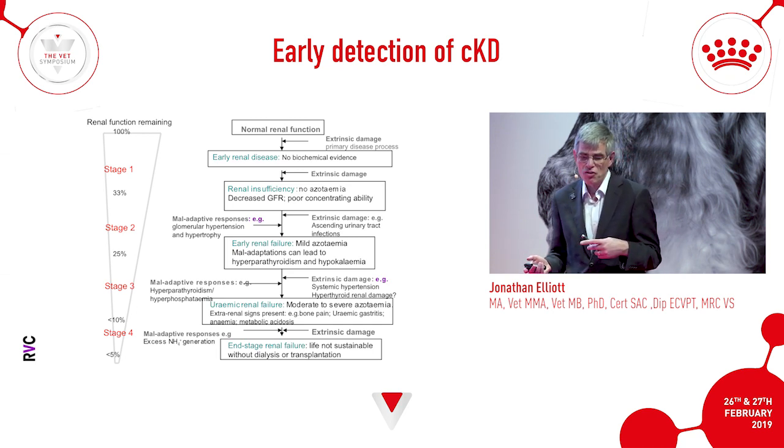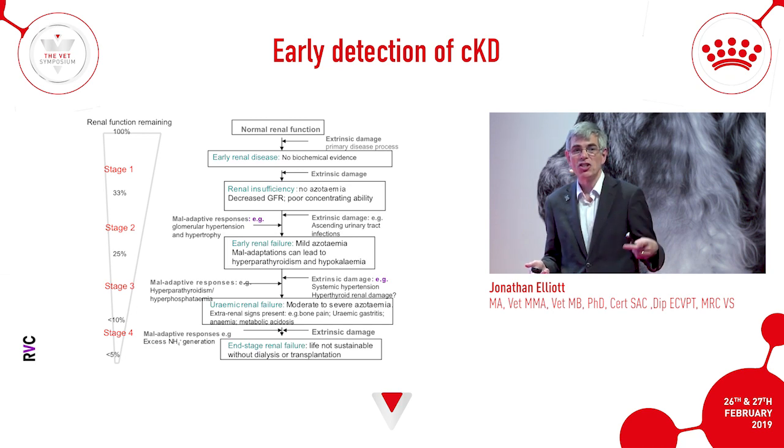When we move into stage 3, those processes are well established, and the kidney nephrons that are remaining, which are very few in number by this point in time, are, if you like, damaging themselves because of those maladaptive processes. We've got hyperparathyroidism going on. We may have hypokalemia because the kidney is not able to conserve potassium. It actually has adapted to excrete too much potassium by that point in time. And again, those extrinsic damage mechanisms, such as systemic hypertension, which may be a complication of loss of functioning nephrons, continue within stage 3.